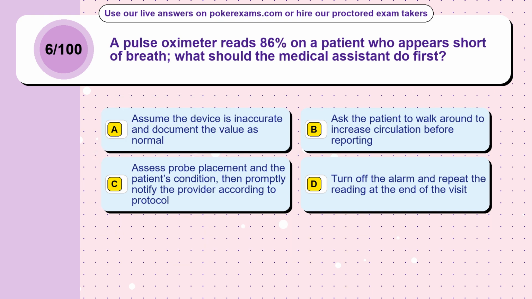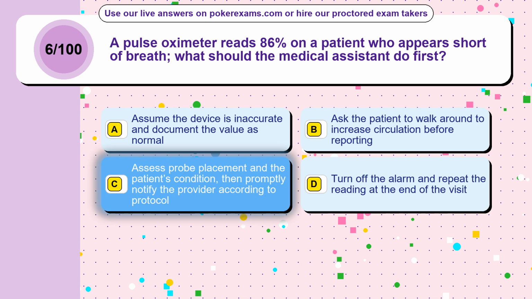Question 6. A pulse oximeter reads 86% on a patient who appears short of breath. What should the medical assistant do first? Option A. Assume the device is inaccurate and document the value as normal. Option B. Ask the patient to walk around to increase circulation before reporting. Option C. Assess probe placement and the patient's condition, then promptly notify the provider according to protocol. Option D. Turn off the alarm and repeat the reading at the end of the visit.